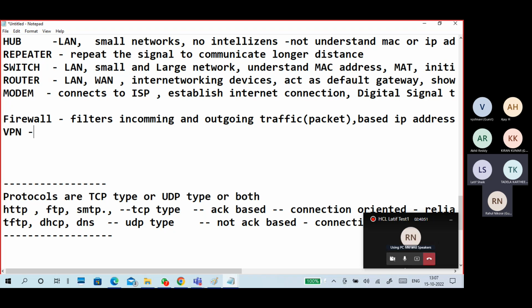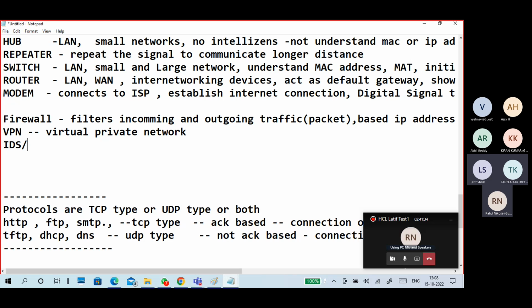What is VPN? Tell me. Virtual private network. Very simple: you are accessing your private network, connecting to your own private network over the public internet. That is exactly what VPN is.